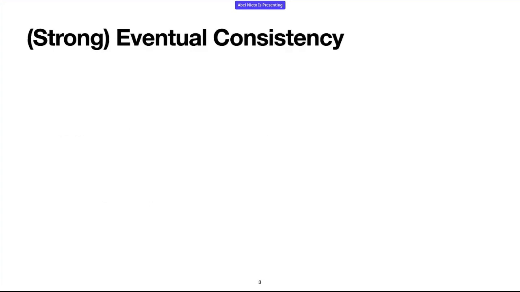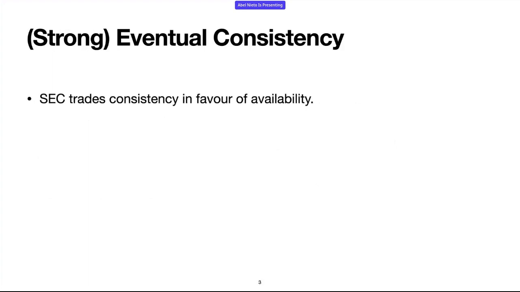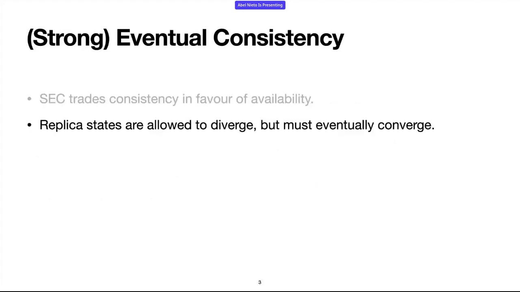And so what the distributed system community have come up with in the face of this impossibility result is different consistency models that are weaker than linearizability, basically. So one of them is called strong eventual consistency, or SEC, and so this trades consistency in favor of availability. And so basically, what you say is that if you have a data structure and it's replicated, then different replicas are allowed to diverge, so they can be in different states, but they must eventually converge.